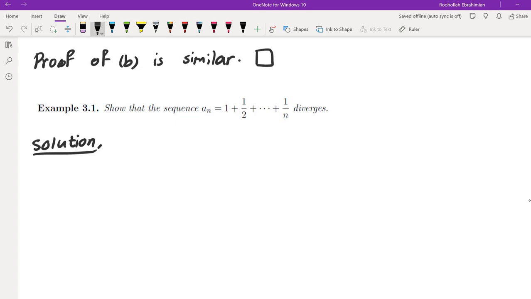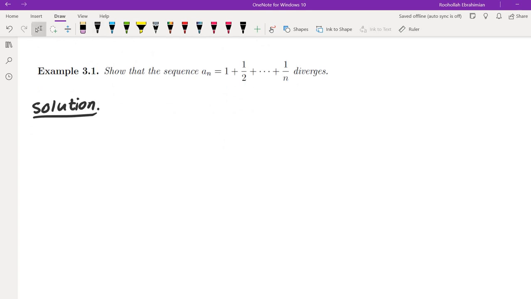First example, show that the sequence 1 plus 1 over 2 plus 1 over 3, etc. diverges. If you write down a few terms of this sequence, you see that they are getting larger and larger. However, it's not very easy to pinpoint the growth. It doesn't grow that fast. And in fact, the growth of this sequence is like natural log. But that's something we will prove later. So let's see if we can prove this is in fact unbounded.